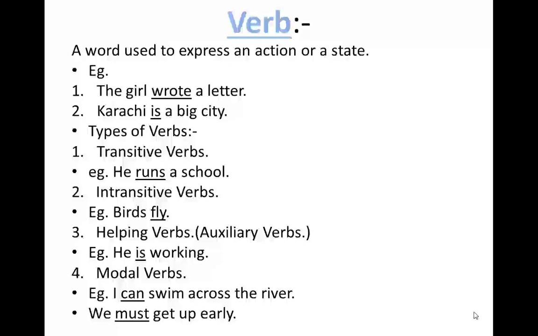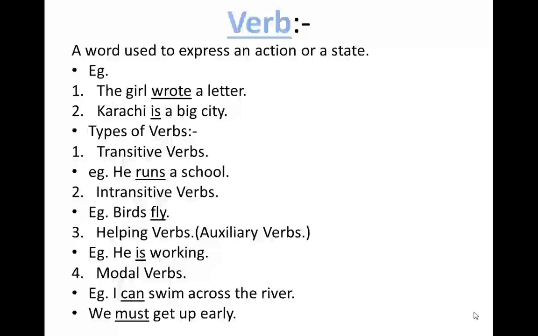Intransitive verbs, birds fly. Now over here, birds is the subject, and fly is the action. But is it passing to any other object? No. Does it have any object in it? No. So any sentence that has a subject and a verb but no object, or a verb and an object but no subject, these are called intransitive verbs. And another thing is that they cannot be changed from active to passive. Is it clear?